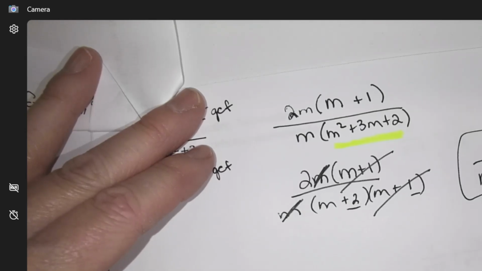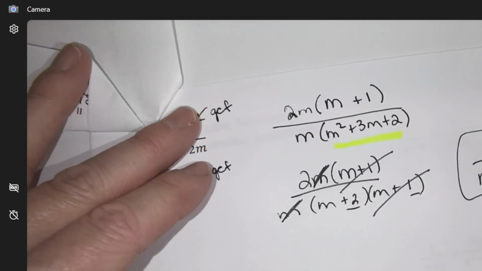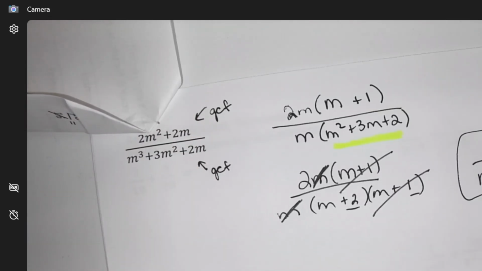Okay, why can't I cancel these 2's? Because this 2 is not a multiplier. It is an adder. You can't cancel something like that. Okay? I'm hoping you can clearly see the difference between when I say something is a multiplier or like an adder. Okay?